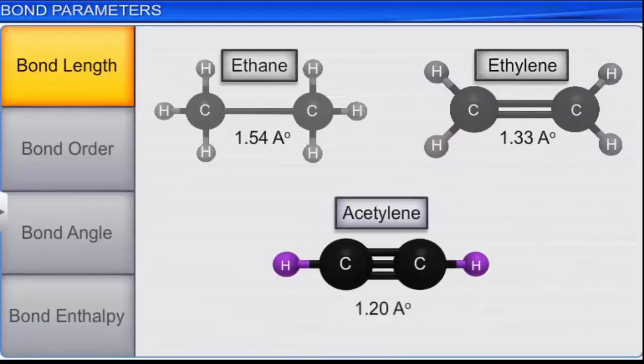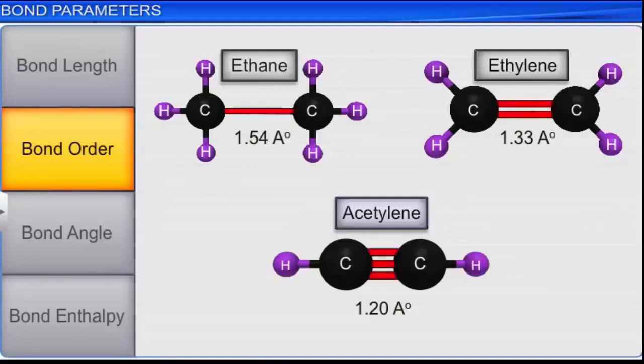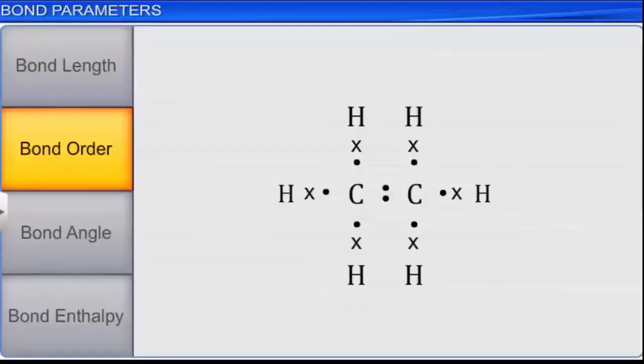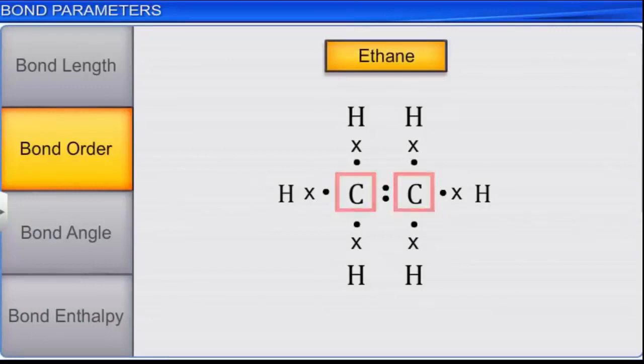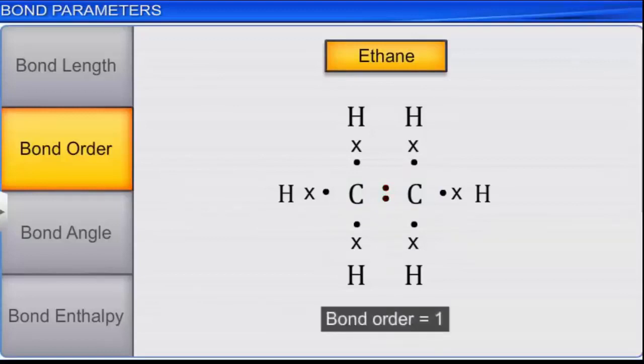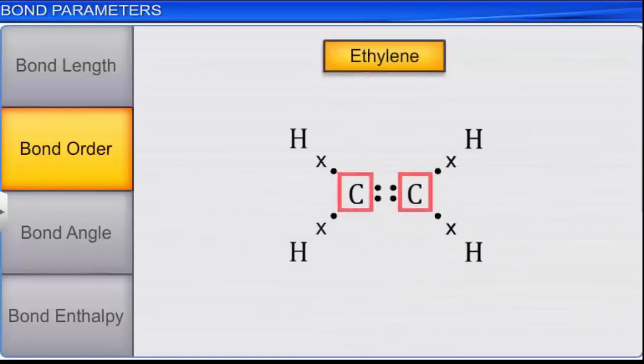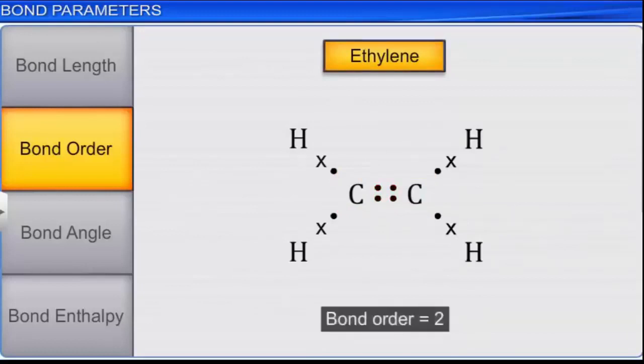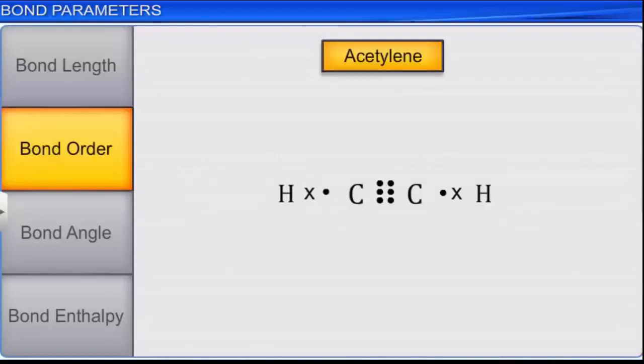This difference in bond length leads us to our next parameter, bond order. The number of chemical bonds between a pair of atoms in a molecule is called the bond order of the molecule. Bond orders can be calculated from Lewis structures. For example, in ethane, two carbon atoms share one pair of electrons. Therefore, the bond order is said to be 1. In ethylene, two carbon atoms share two pairs of electrons. Therefore, the bond order is said to be 2. And in acetylene, two carbon atoms share 3 pairs of electrons. Therefore, the bond order is said to be 3.